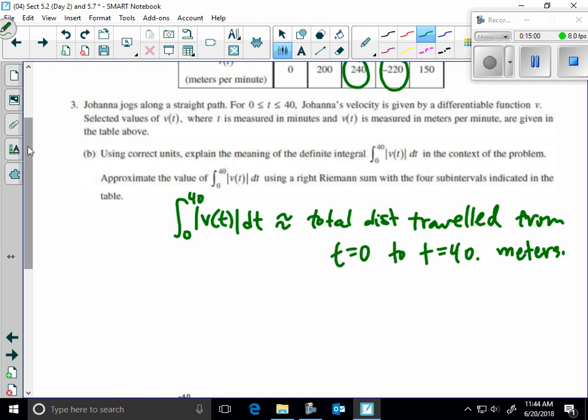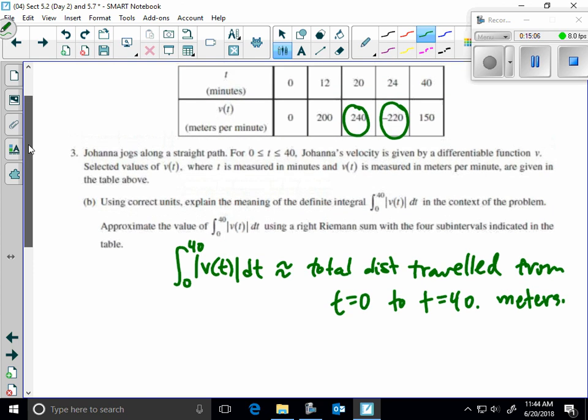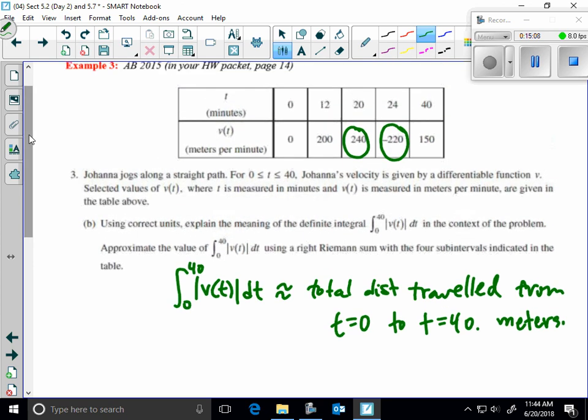Approximate the value of that using a right Riemann sum with the 4 subintervals indicated in the table. Okay, so they gave us nice subintervals. We're doing a right Riemann sum. So it looks like our base here is 12. Our base here is 8. Our base here is 4. Our base here is 16.